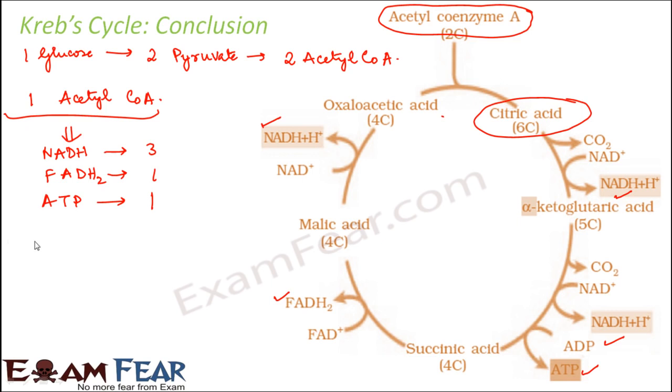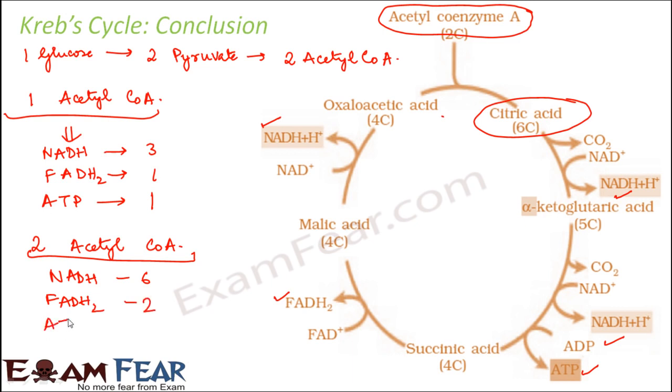But actually we have 2 acetyl coenzyme A. So with 2 acetyl coenzyme A, how many NADH will be formed? 6. How many FADH2 will be formed? 2. And how many ATPs will be formed? 2. So this is the energy yield of Krebs cycle.